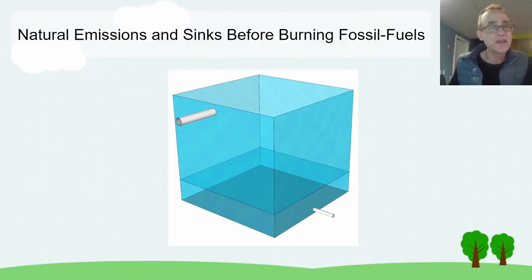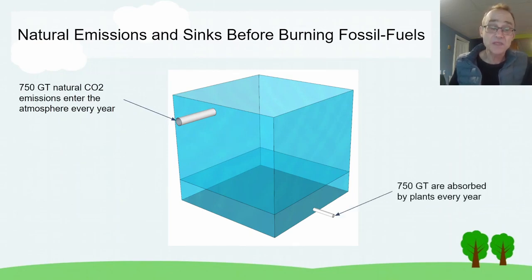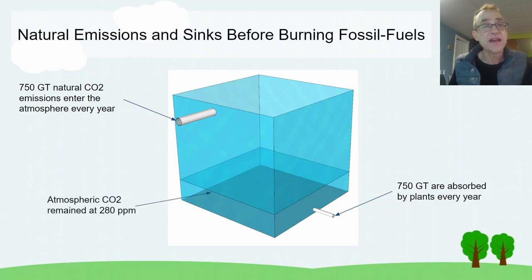Let's look at the model again in this light. 750 gigatons of natural carbon dioxide emissions entered the atmosphere every year. At the same time, 750 gigatons of carbon dioxide were absorbed by plants every year. Atmospheric carbon dioxide remained at a constant level of 280 parts per million.